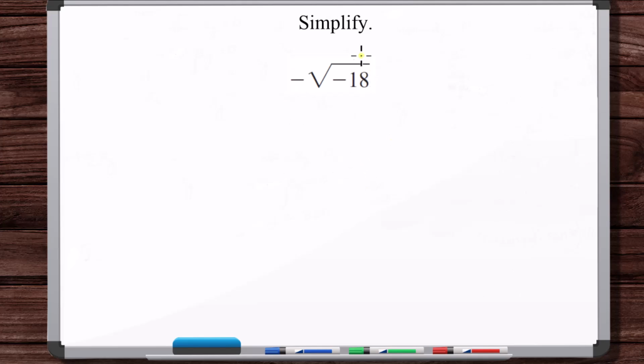Okay, here we focus on this radical, and so we take out an i, and now we can get the positive root of 18. So 18 is 9 times 2, so we get minus 3i root 2.